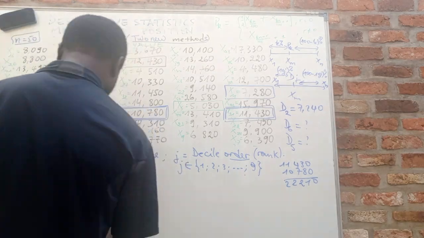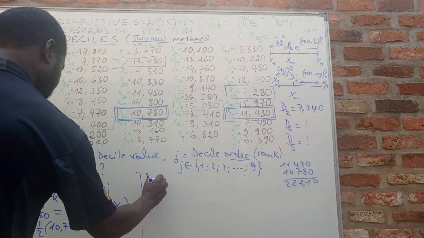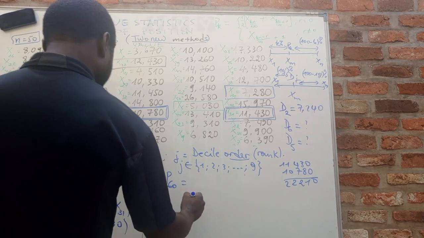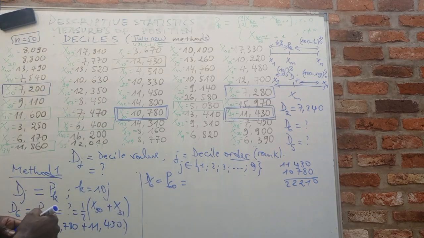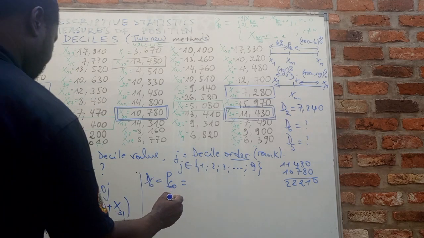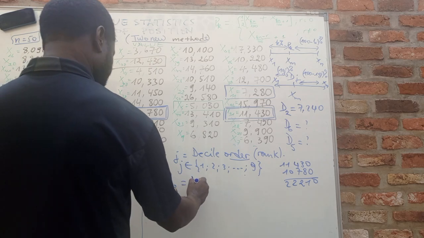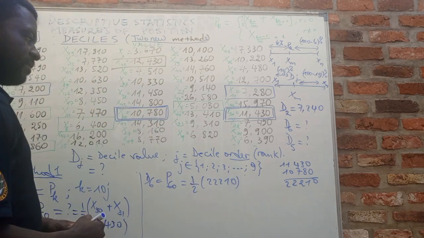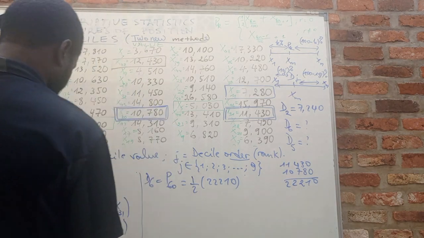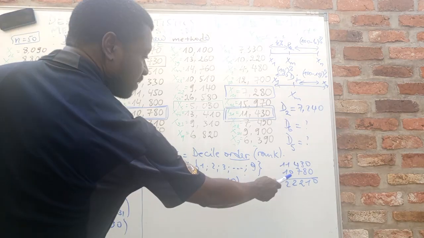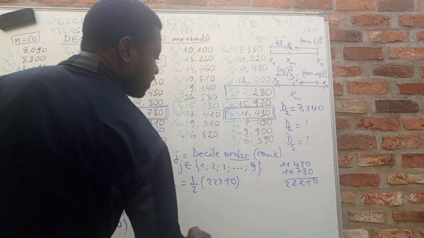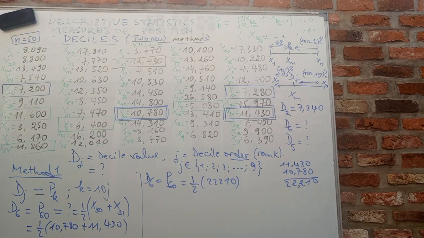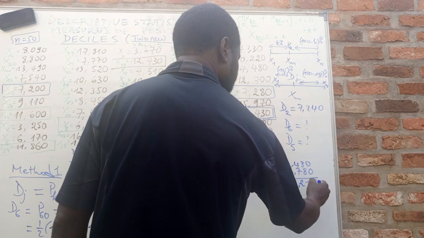And I have to divide this value by 2. D6, which is P60, is going to be equal to half of 22,210, the sum of these two. Okay, so we divide by 2.